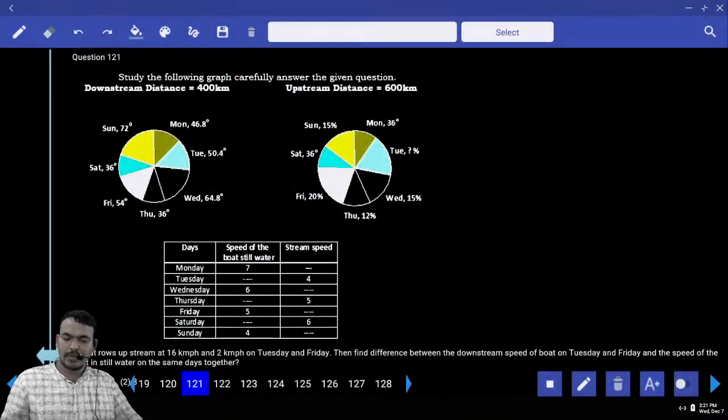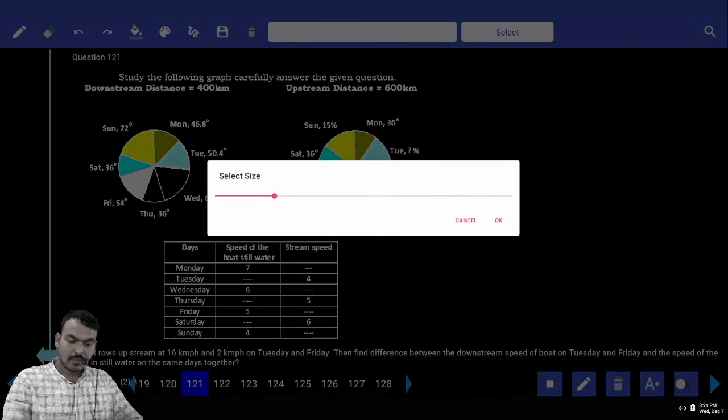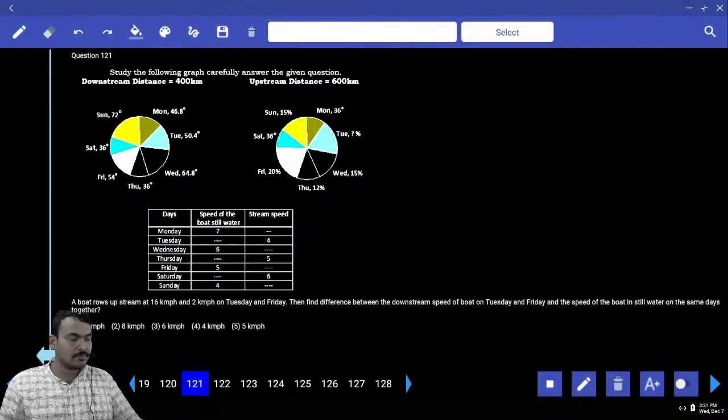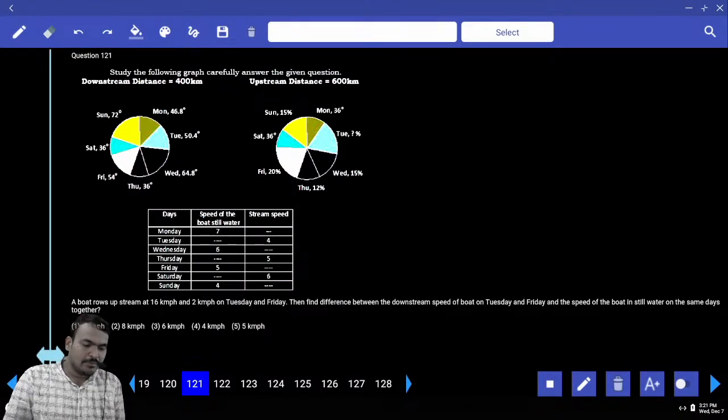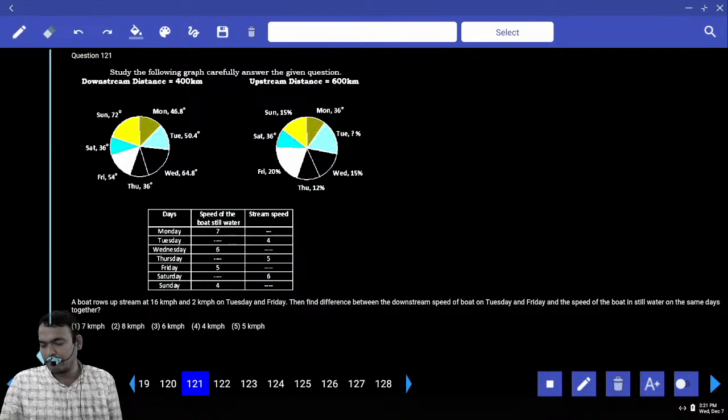What is the downstream speed, M plus S or M minus S? M plus S. What is the upstream speed? M minus S. If you know these two concepts, the questions are easy. What is the first one? A boat rows upstream at 16 km per hour and 2 km per hour on Tuesday and Friday. The difference between the downstream speed of the boat on Tuesday and Friday and the speed of the boat in still water on the same days together.